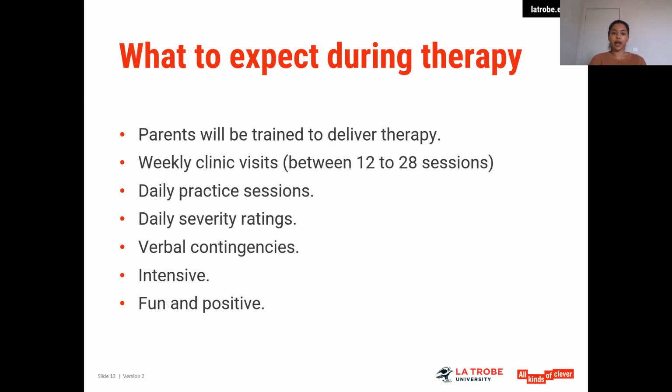So there's also daily practice sessions. These go for about 10 to 15 minutes, and these sessions seek to provide an environment for your child where they can practice their smooth speech and you can give them feedback. There is also daily severity ratings, and this is a tool that we use to measure your child's stuttering severity. Verbal contingencies, or VCs, are also used, and this provides feedback that you can use to reward your child for using stutter-free speech. Later in the program, you may occasionally provide feedback for stuttered speech, but this should not be the focus. The focus should always be on the smooth speech.